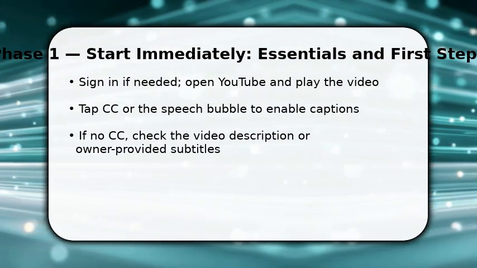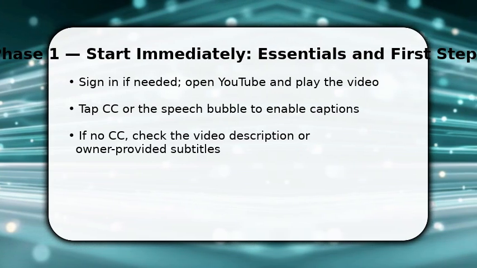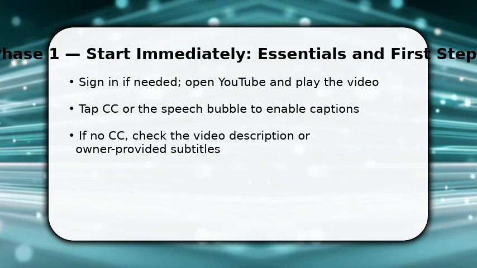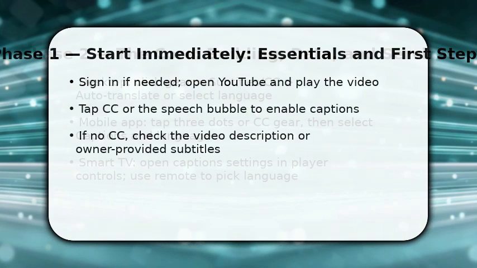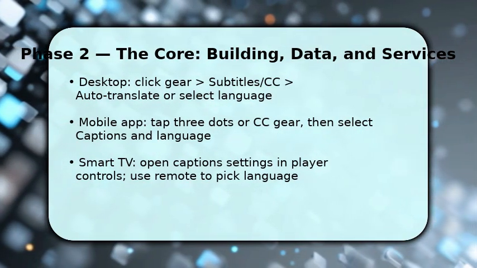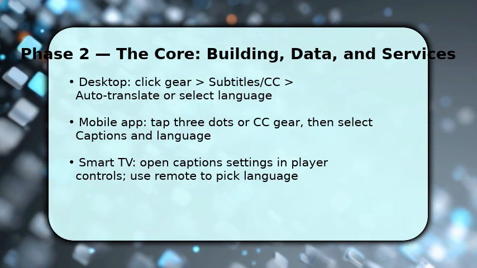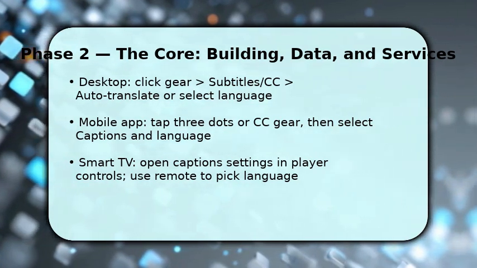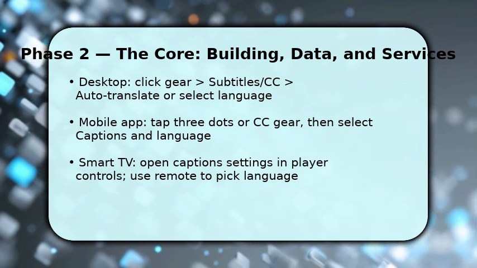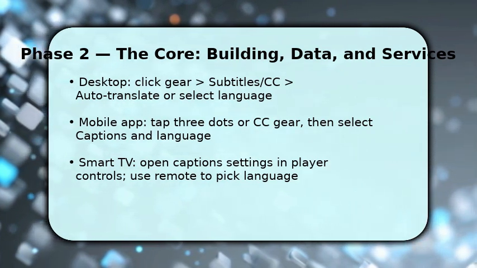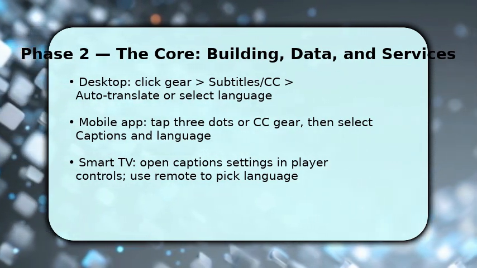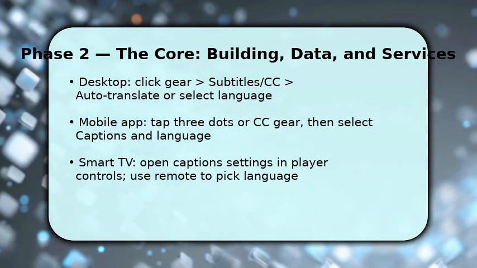Once captions are on, move to the gear or three-dot menu to change language. Once captions are active, open the subtitle settings to view language options. On desktop, that's the gear icon, on mobile the three-dot or CC menu, and on TV the player settings. Choose Subtitles/CC, then either pick a listed language or select Auto-Translate to convert available captions into dozens of languages.